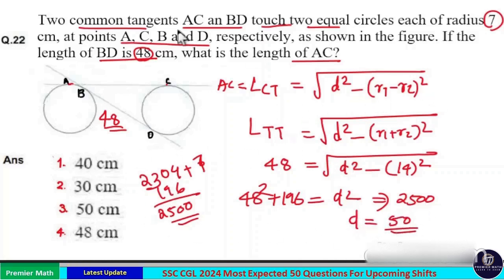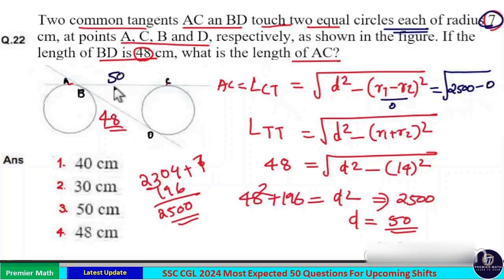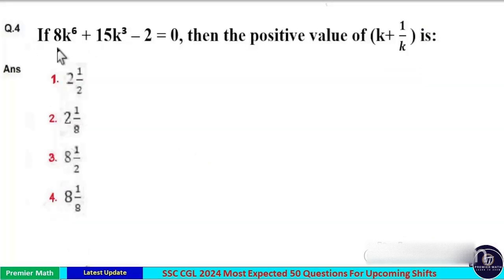That is, here the length of the common tangent is equal to root of D square, which is 2500, minus here R1 minus R2 is equal to 0. This term will become 0 because the radius is the same for each of the circles. Both the circles have the same radius, so R1 minus R2 is 0. So the length of the common tangent is equal to root 2500, which is 50. So option 3 is your answer.